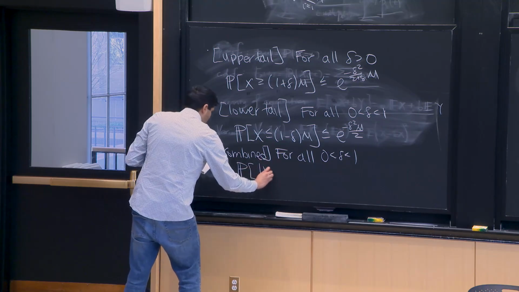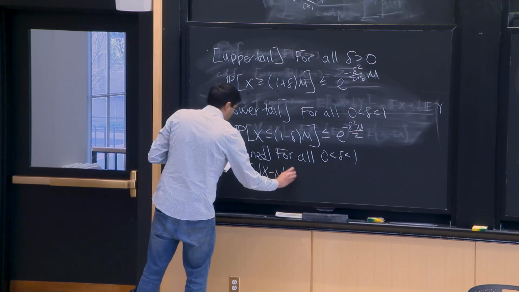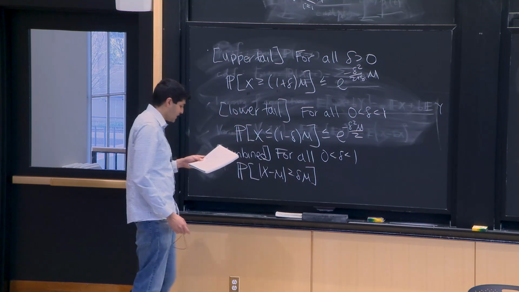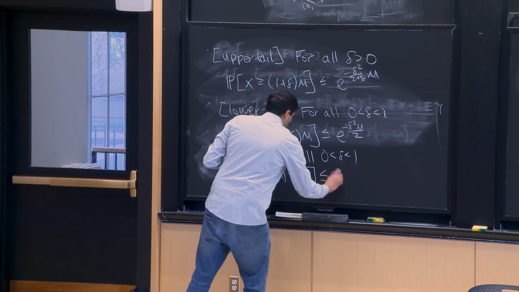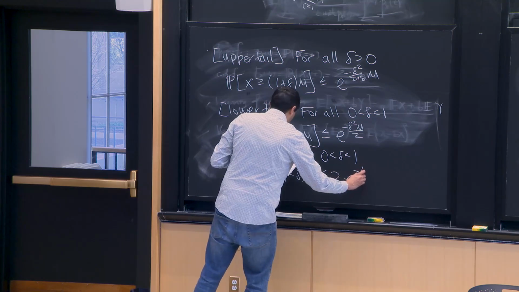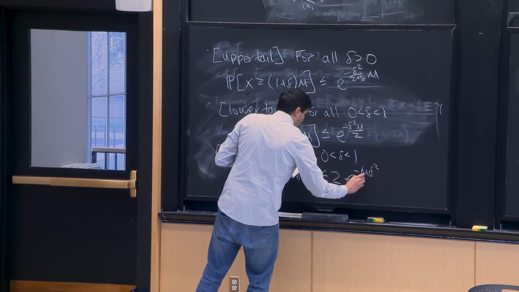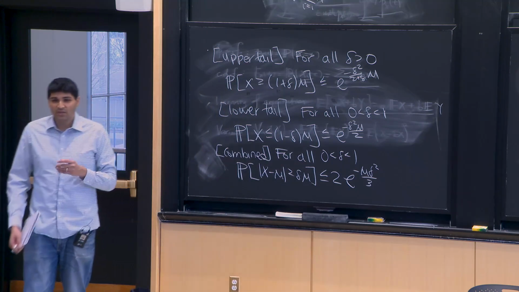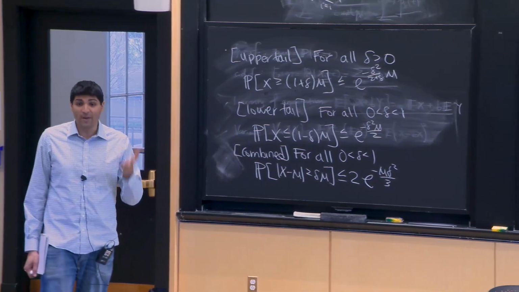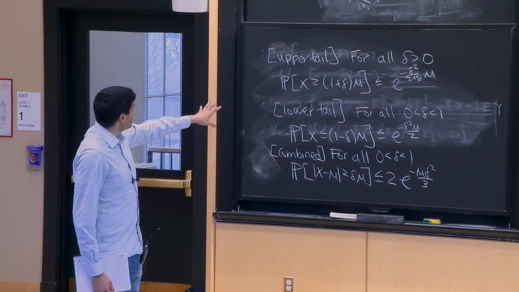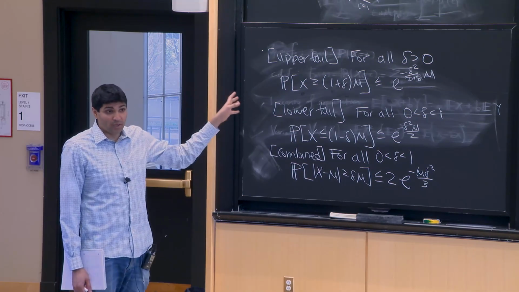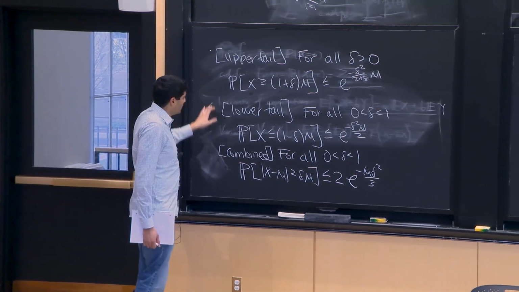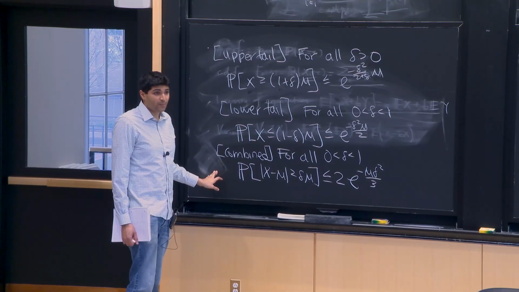The probability that the absolute value of x minus mu is larger than delta mu, so it's more than delta mu away from its expectation, goes down like 2 times e to the minus mu delta squared over 3. So Chernoff bounds aren't really just one bound. There's a whole family of bounds. The ones I'm stating here are for Bernoulli random variables. And we have an upper tail, a lower tail, a combined bound.